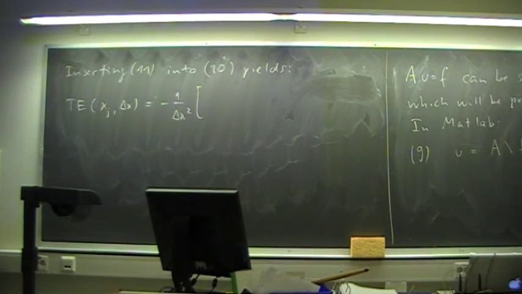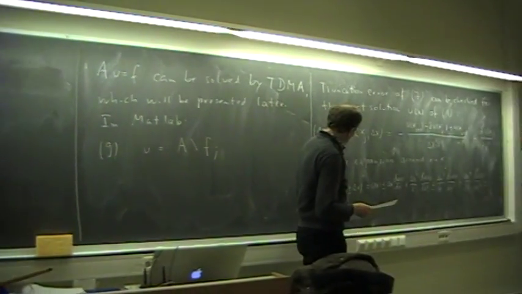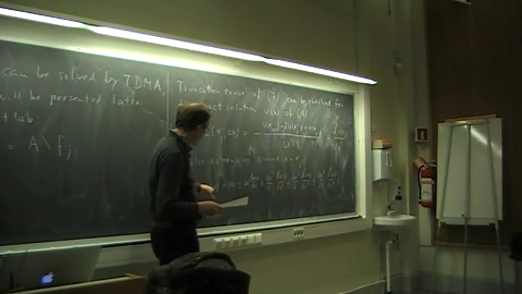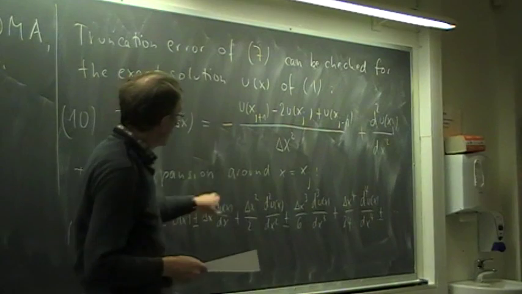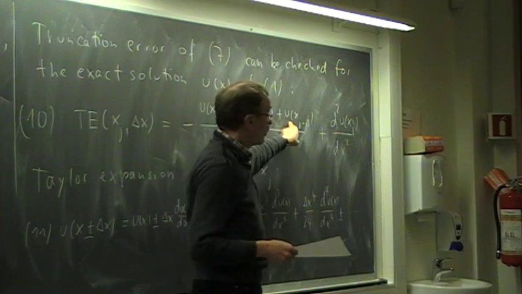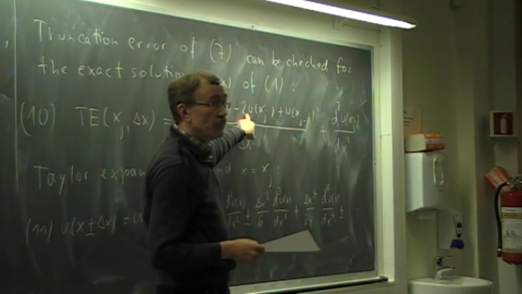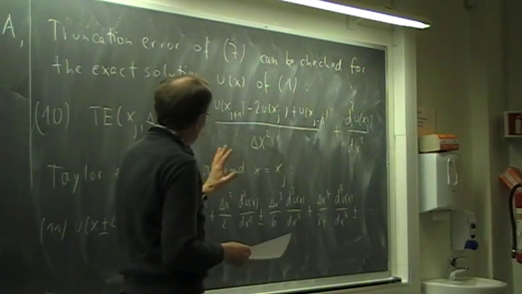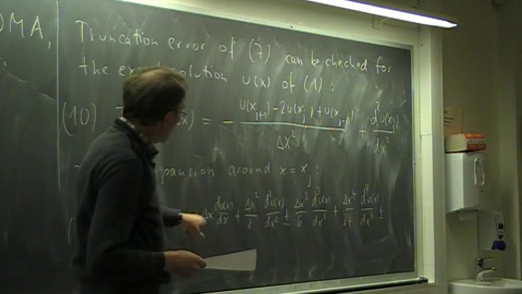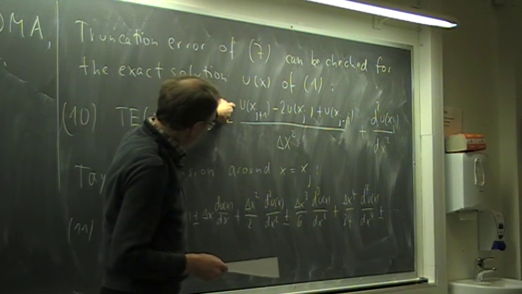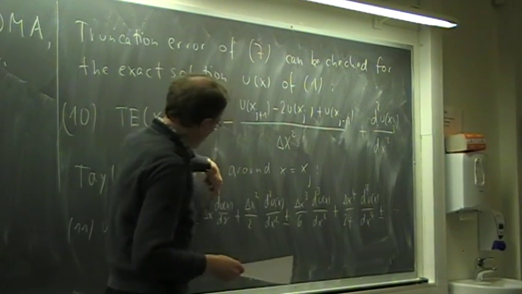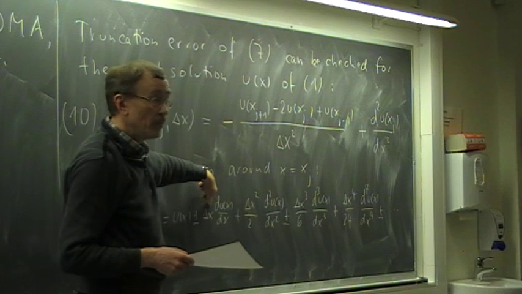Now let us look at this. From both u of x plus delta x and minus delta x, we get a u of xj, and we get a u of xj here. That cancels with this one, right? So that is gone. Next, the first derivative. From this we get it with a plus sign, and from this we get it with a minus sign. When we add them, they cancel.